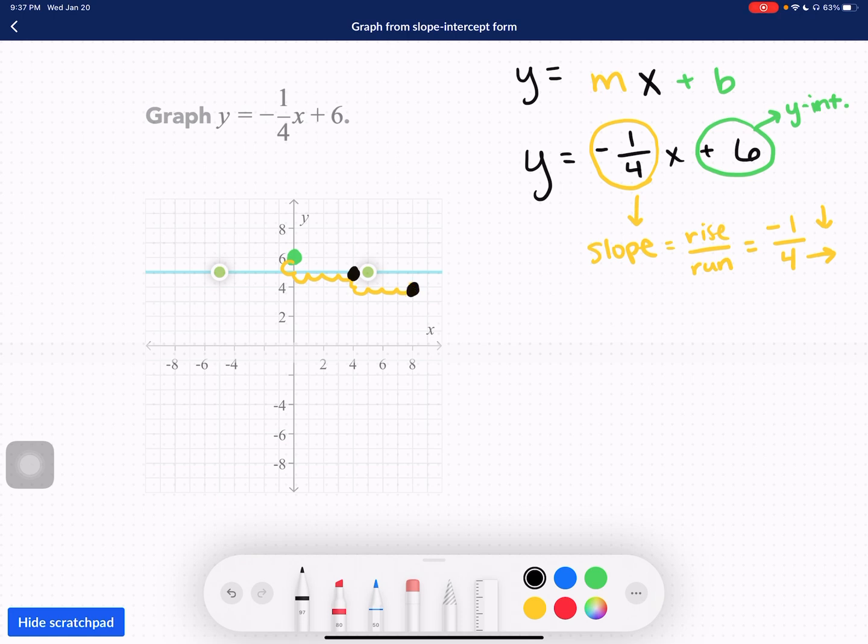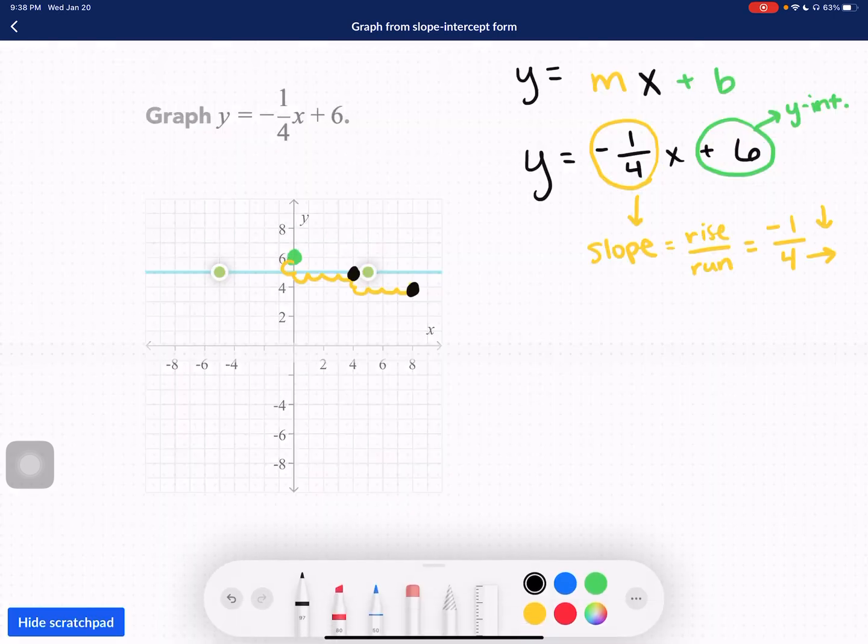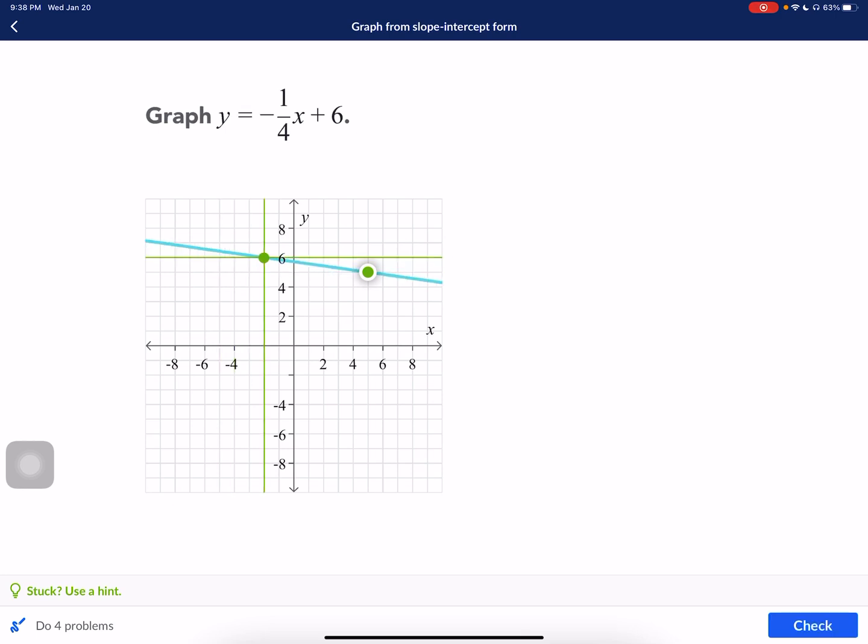Now I'm going to show you how to do this using the points on Khan Academy, because once you hide your notes, it disappears from view. You see that? You can always go right back to it to double check your line, but for now I know that one of the points has to go there at the 6. And then my slope is down 1 and to the right 4.